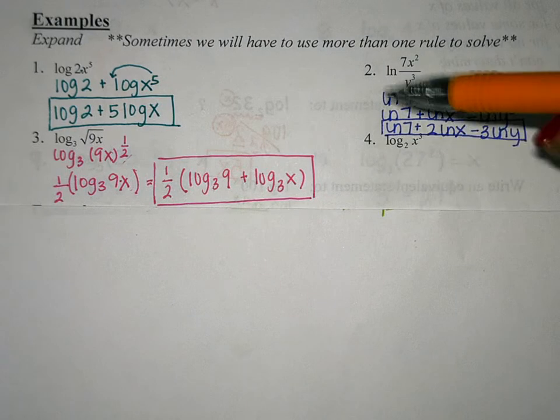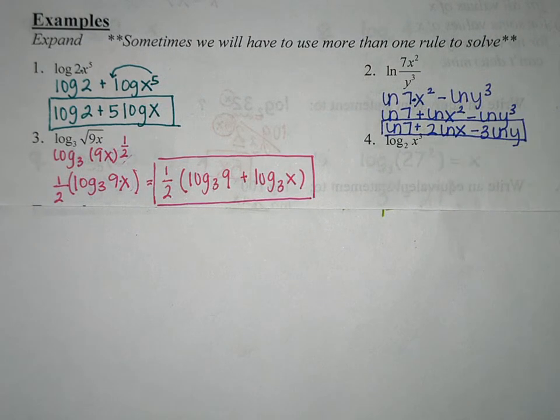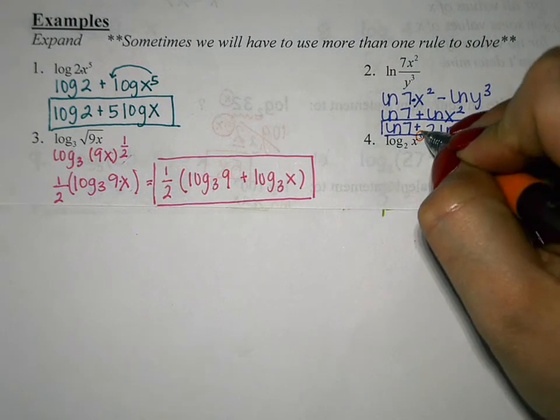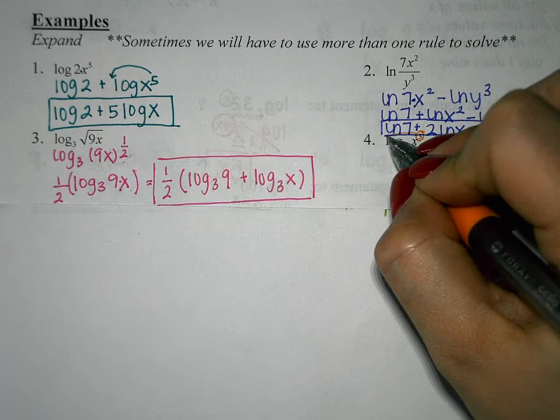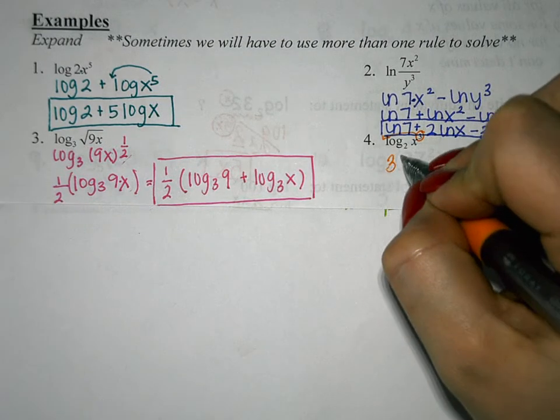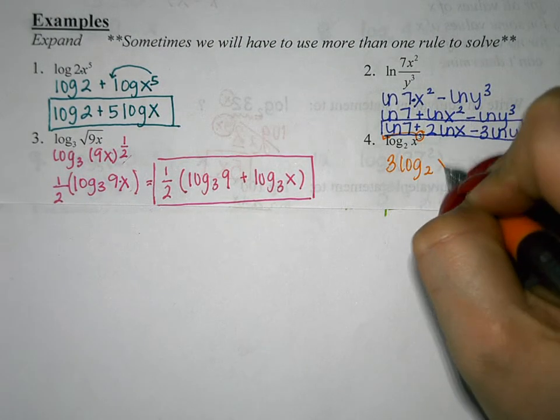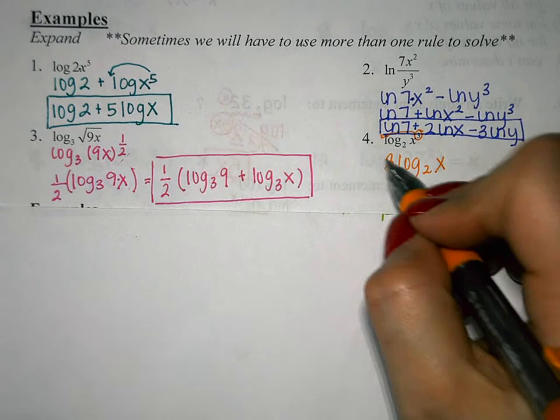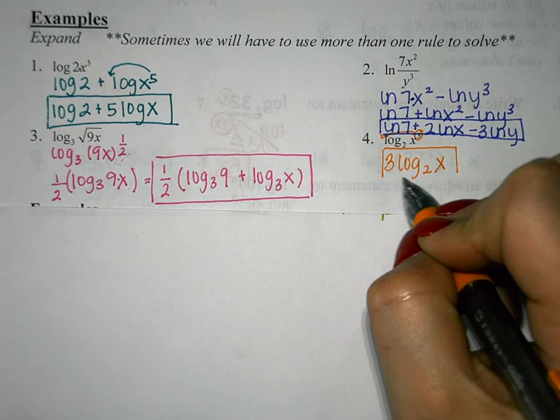Number 4, I have log base 2 of x to the third. So the only thing I see here is a power rule. So I'm going to bring that 3 in front, and that is 3 log base 2 of x. And there's nothing else that we can do to expand that. So we are done.